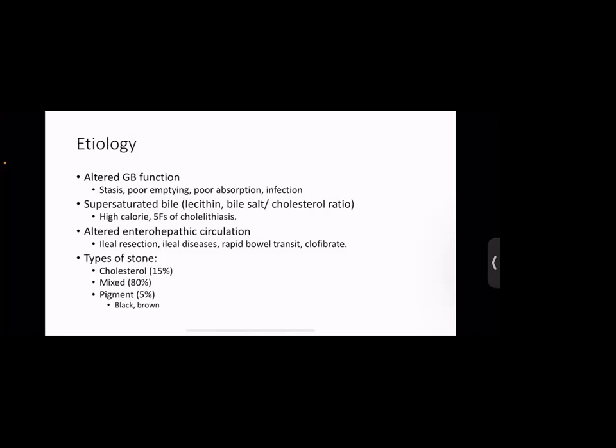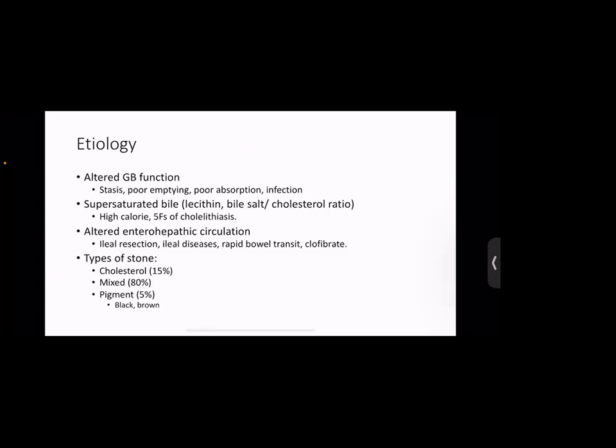So the types of stones include cholesterol stones. This makes up about 15% of the total amount of stones. Then we have the mixed stones. Then we have the pigment stones, which are either black stones or brown stones. The pigment stones form due to excess formation of bilirubin or supersaturation of bilirubin within the bile system.